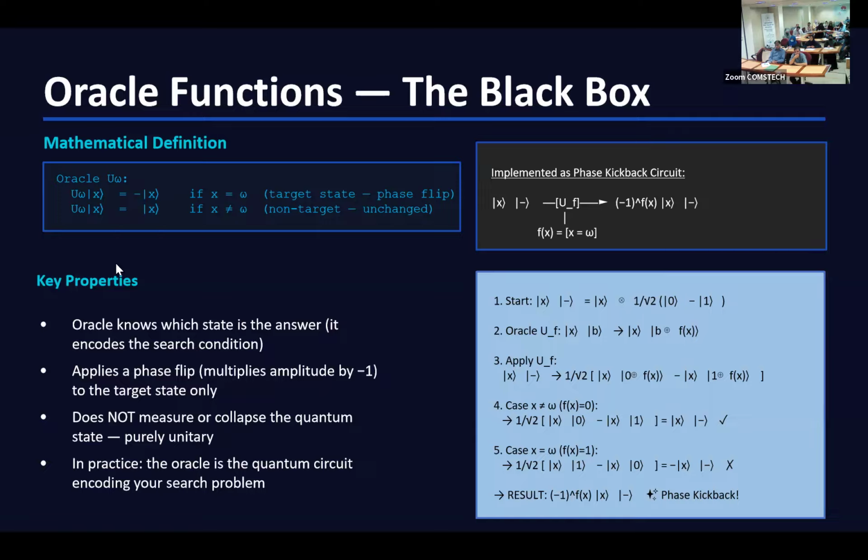So for the oracle function, if we denote it with U of omega, if the state is the one we desire, that's the target state, then it's going to put a negative sign, which flips the sign of the correct state. And the ones which are not the targeted one will pass as they are. No change will be done on them. So here is a brief implementation of that.